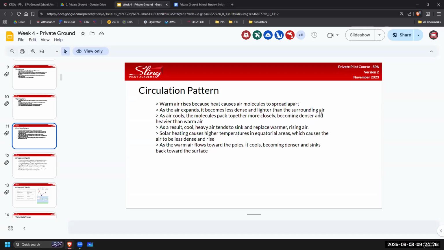Got it? Okay. They also have in here that solar heating causes higher temperatures at the equator, which causes air to be less dense and rise. Okay? Does that make sense?